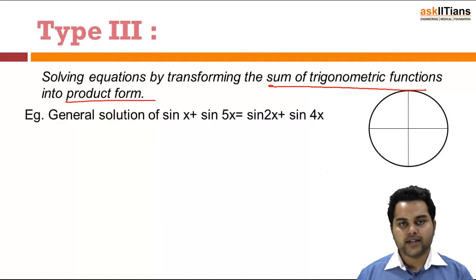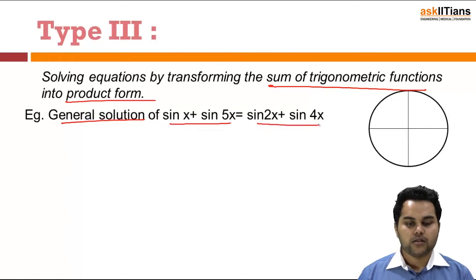So I'll take an example then. The general solution for sin x plus sin 5x is equal to sin 2x plus sin 4x. Let's have a general solution for that. On the left hand side I have sin c plus sin d, so that will give me 2 sin of (c plus d) by 2, that is 3x, cos of (c minus d) by 2, that is 5 minus 1 would be 4, so cos 2x.